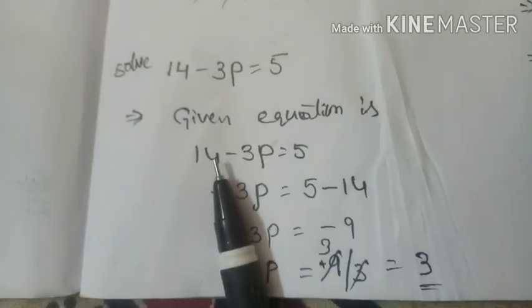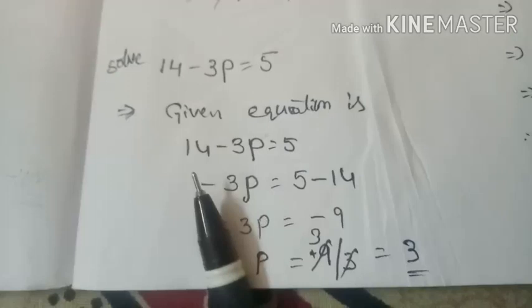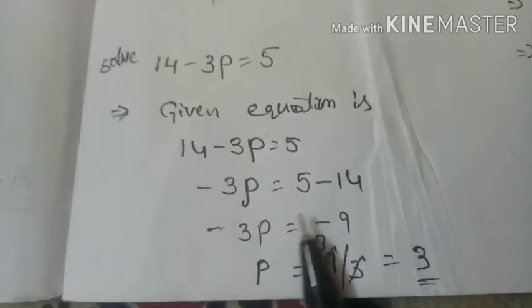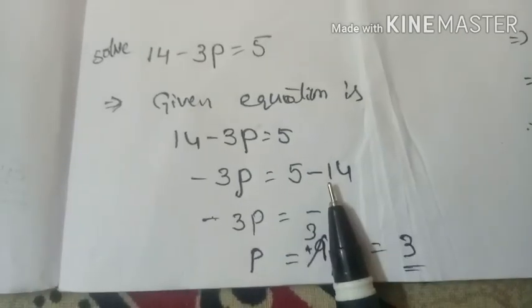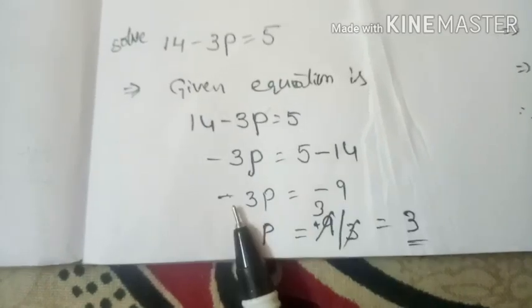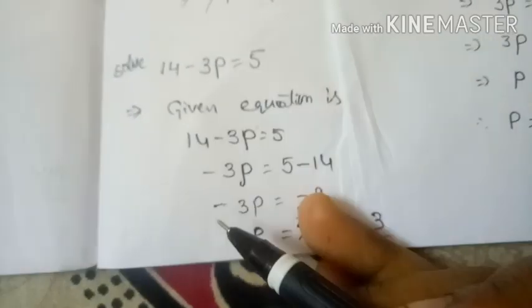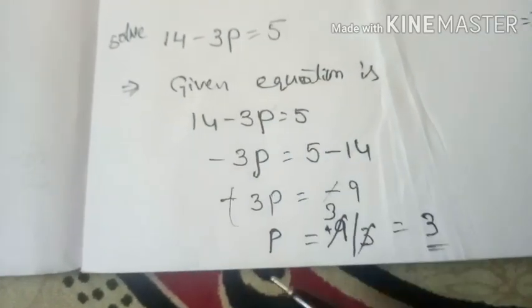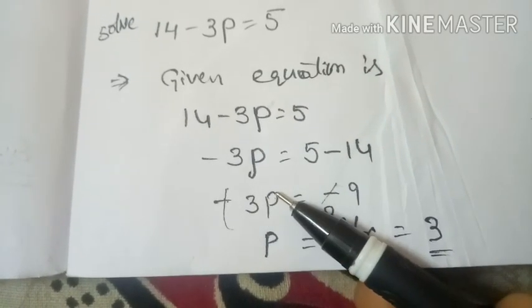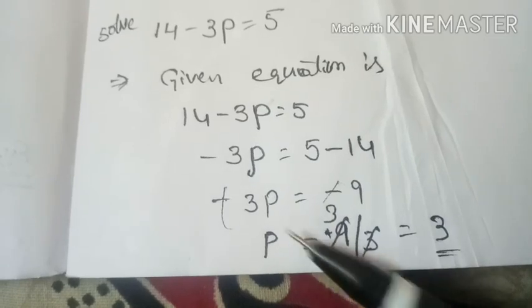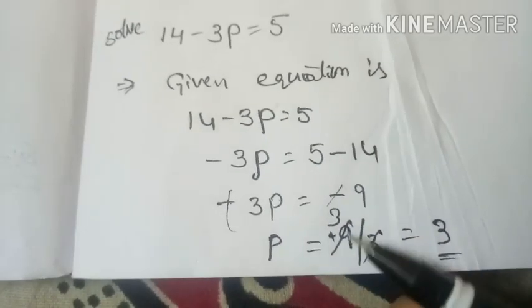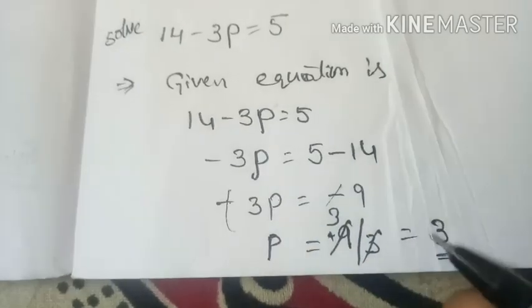I transpose 14 from left hand side to right hand side. So plus 14 becomes minus 14. Okay, minus 3p is equal to 5 minus 14, that is equal to minus 9. Okay, both sides have negative signs, so minus minus gets cancelled. 3p is equal to 9. So if p is multiplying, then p is equal to 9 by 3. So 3 ones are 3, 3 threes are 9. So p is equal to 3.